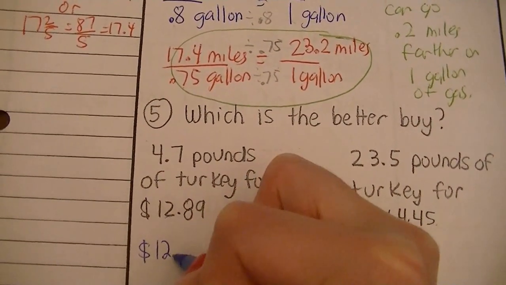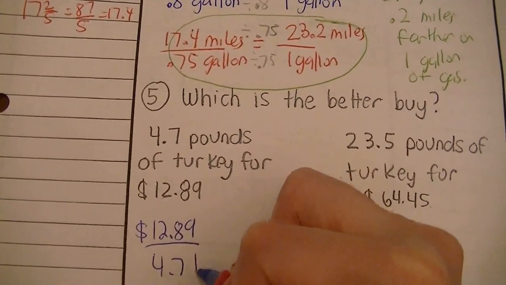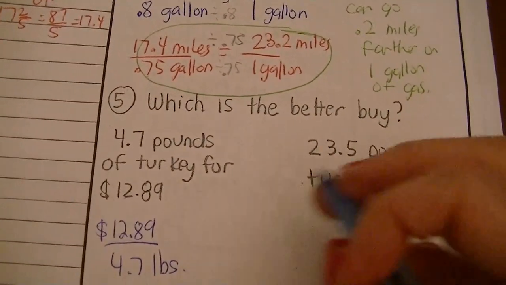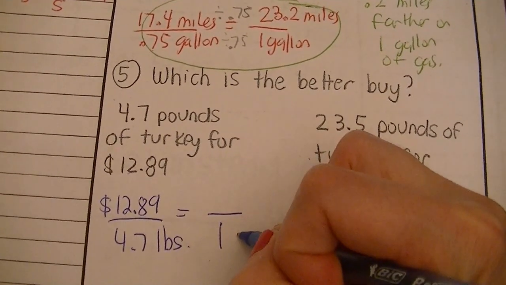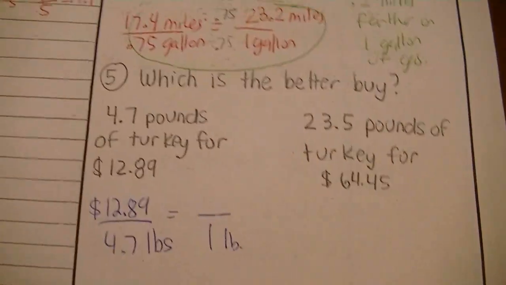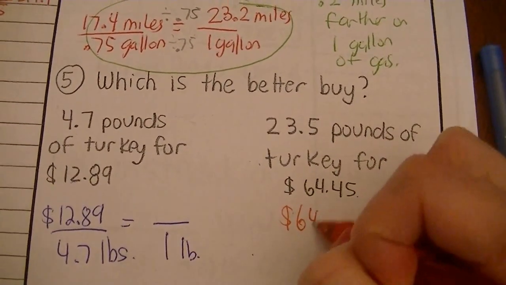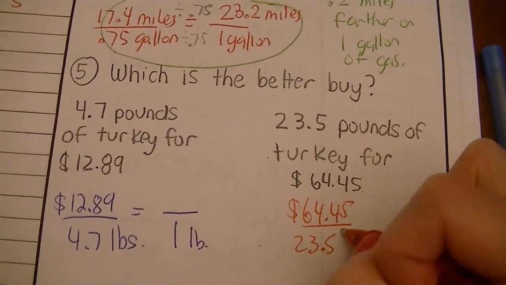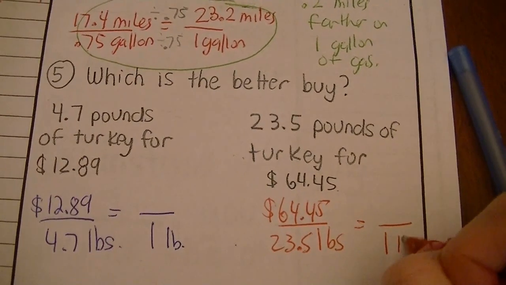So $12.89 for 4 7/10 pounds. Abbreviation for pounds is LBS for more than 1. And I know to find the unit rate, I need the denominator to equal 1 pound. And for this guy over here, it's $64.45 for 23 5/10 pounds. And we want the denominator to equal 1 pound.